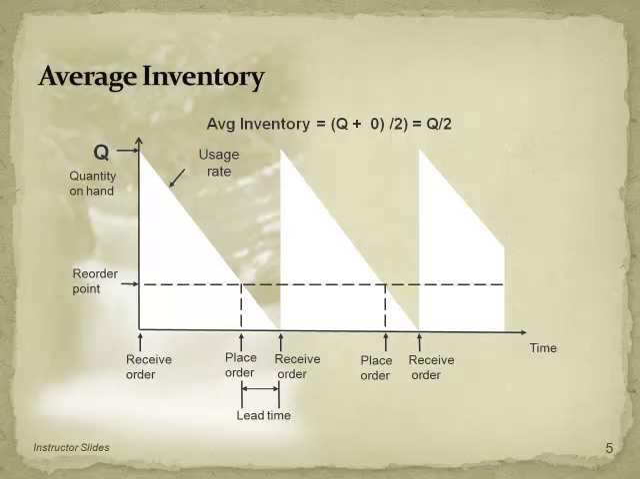And since the cycle repeats itself over an entire year, the average inventory that we would have over an entire year would be the quantity that we order divided by 2.